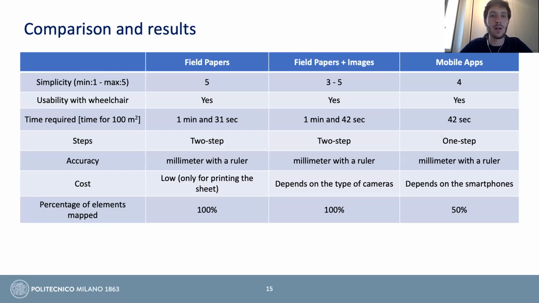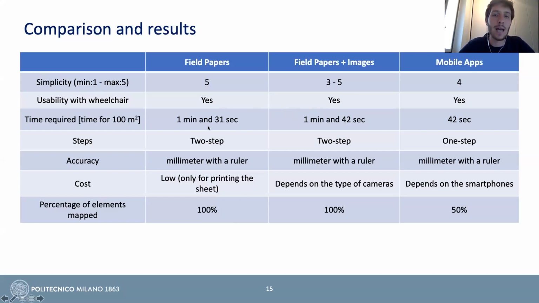Finally, we have a comparison of the results. We can see in this table the different criteria that we decided to compare. So we have simplicity, a parameter that defines how easy a methodology is to use by new volunteers, and we found that most of them were very simple, and most of the new OSM mappers were able to do it. All the methods were suitable with wheelchairs.